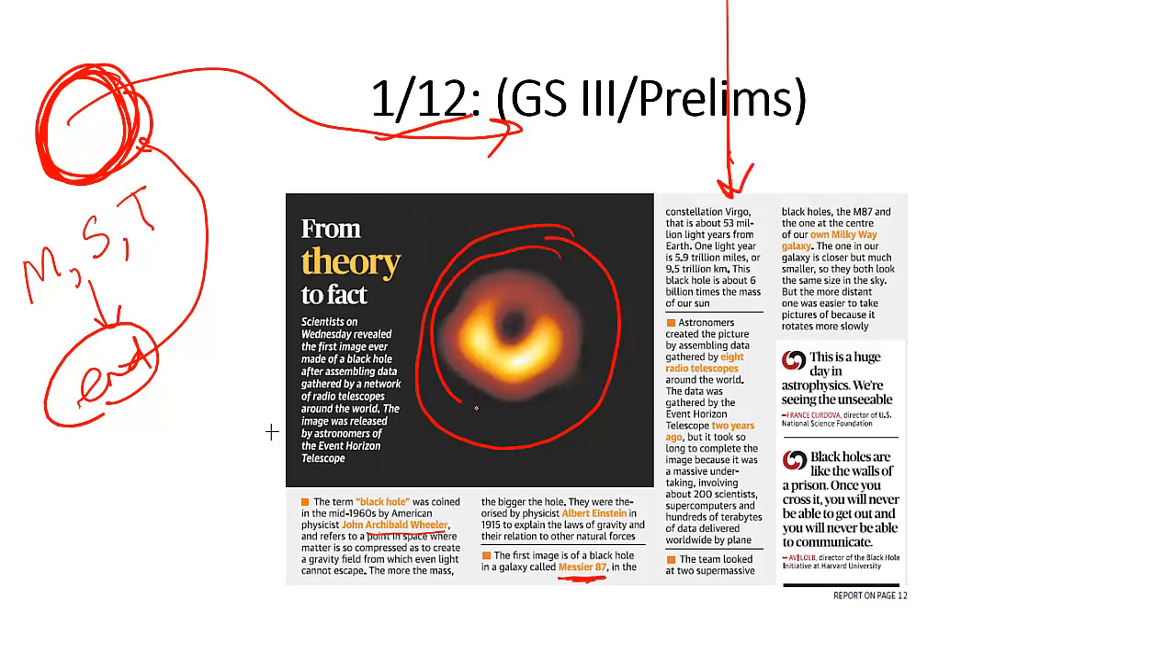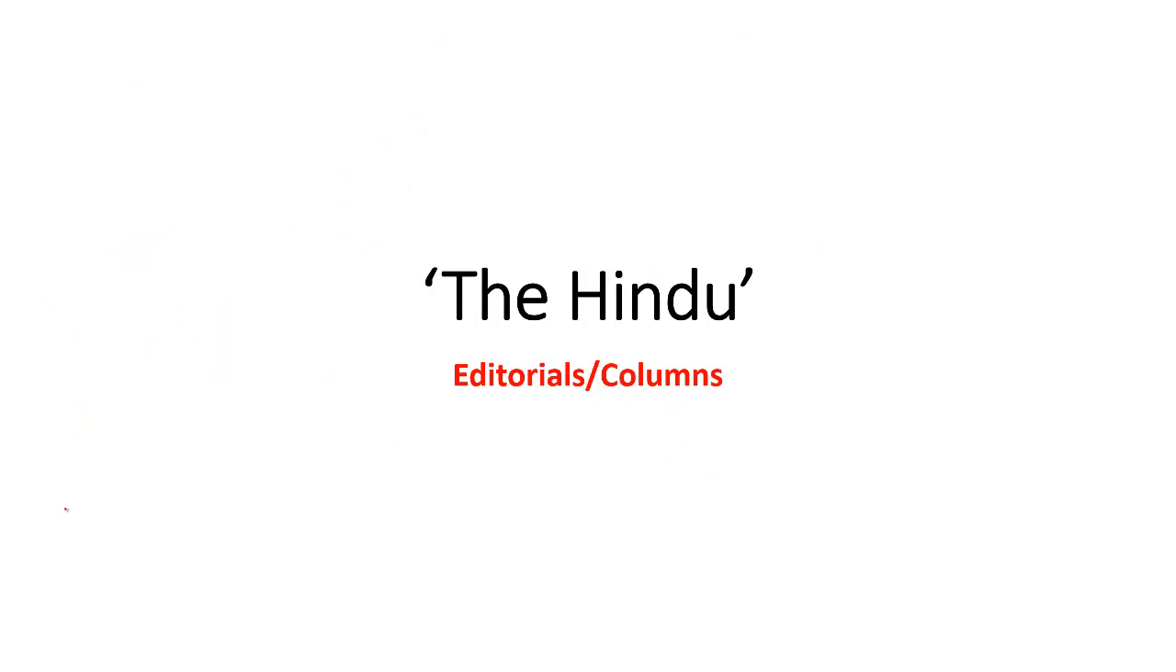And this black hole, the image of which we have seen for the first time, is about 6 billion times the mass of our sun. That is what you need to understand from this newspaper article. Now let us look at some of the editorials and columns from today's newspaper.